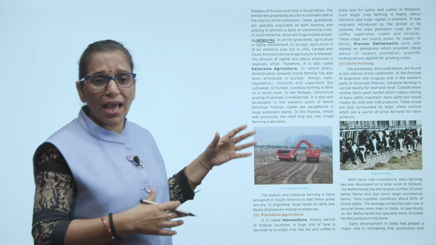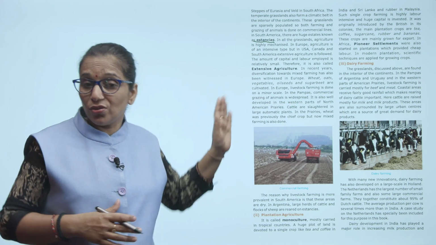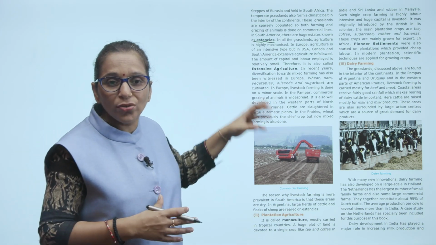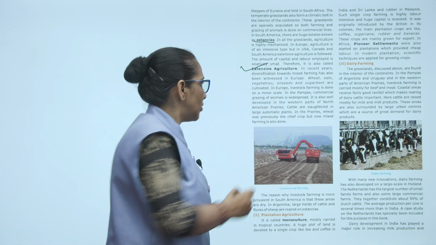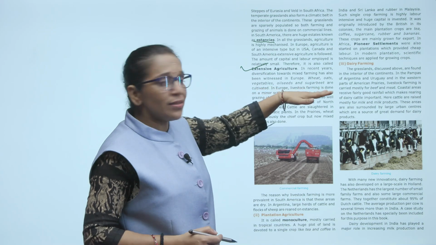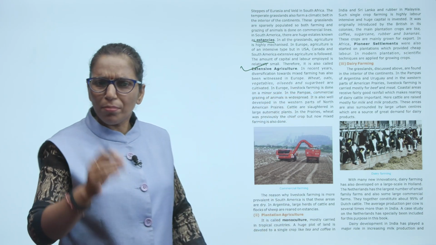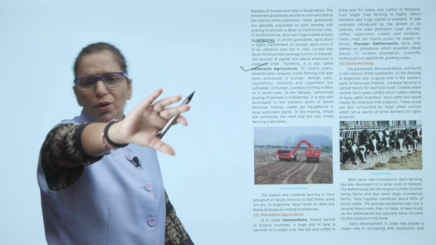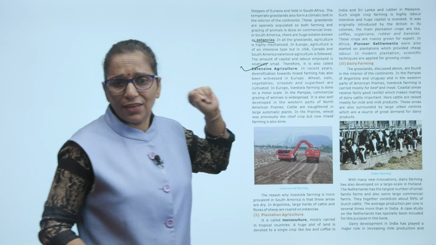Especially in Europe, agriculture is an intensive type, but in the USA, Canada and South America, extensive agriculture is followed. The amount of capital and labor employed is relatively very small. Therefore, it is also known as extensive agriculture. You know, beta, wheat, oats, vegetables, oil seeds, sugar beet are cultivated in these areas. In Europe, livestock farming is done on a minor scale. In the Pampas, commercial grazing of animals is widespread, you can see. So livestock are domesticated in great numbers.